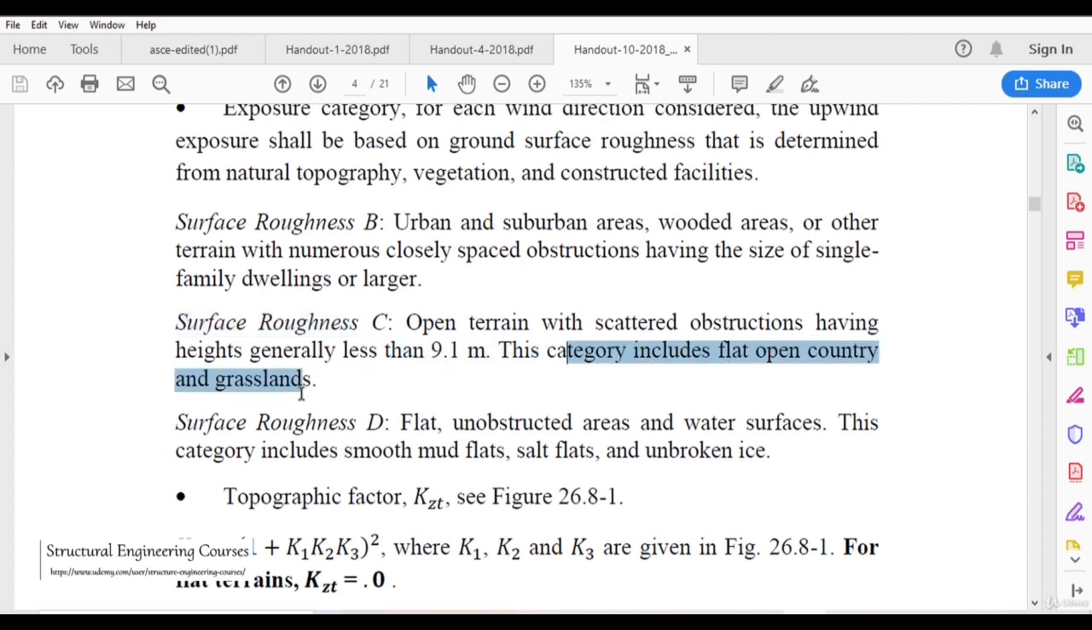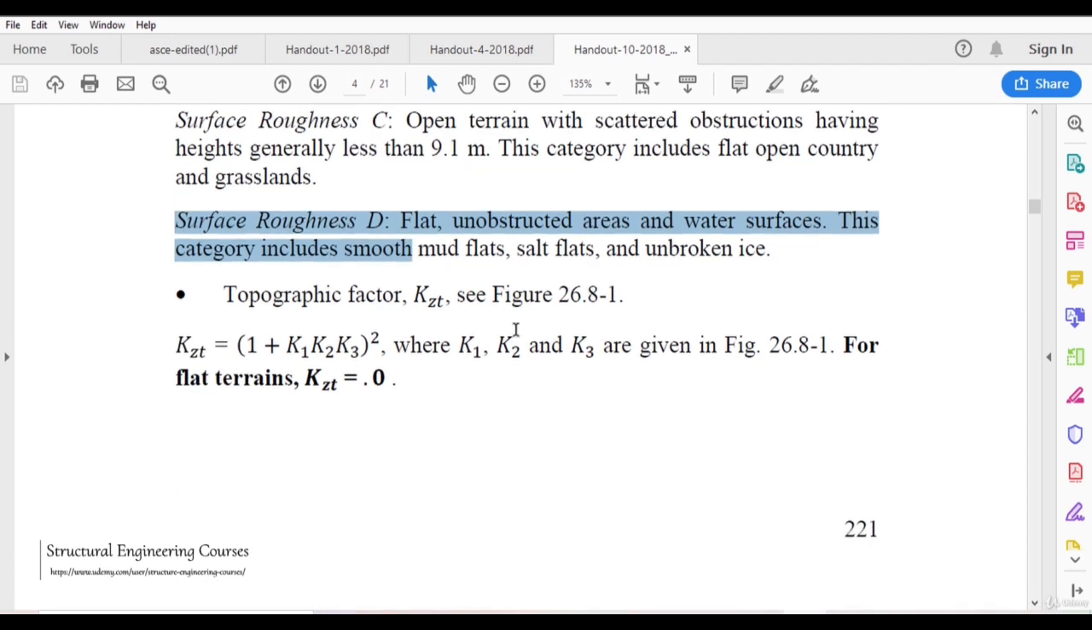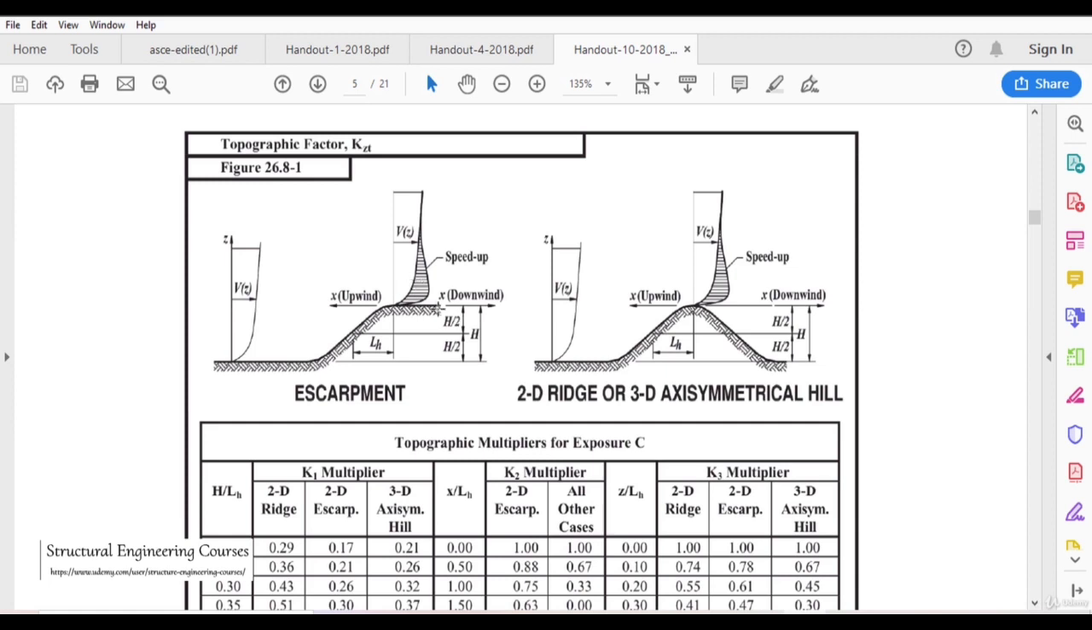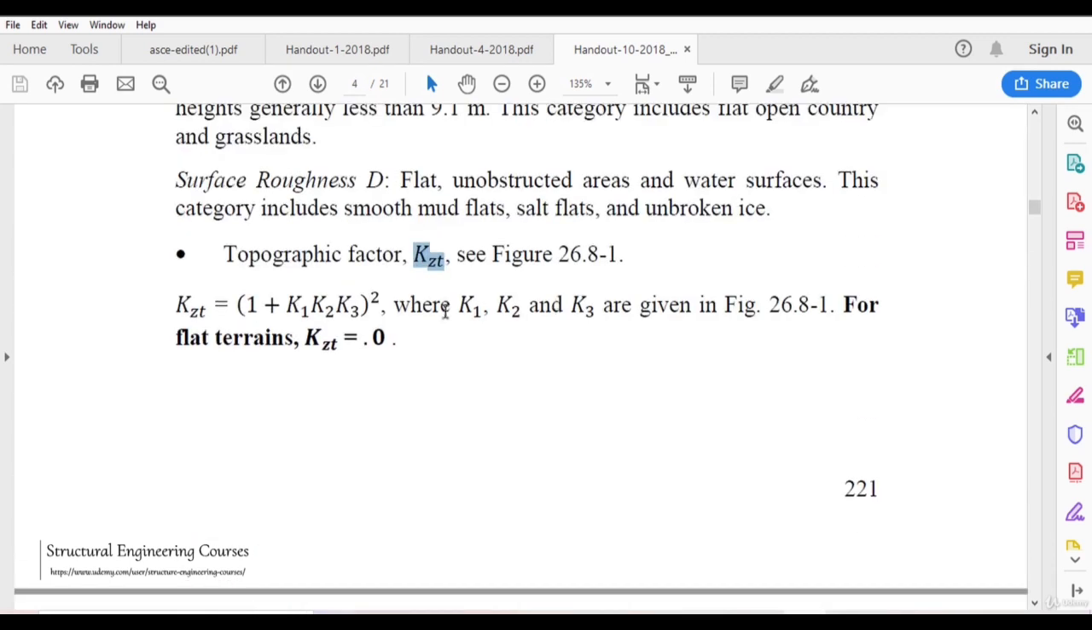When we are talking about dense urban areas, then we are talking about surface roughness B. And when we are talking about, let us say, coastal regions, we are talking about surface roughness D. That is smooth mud flats, salt flats and unbroken ice. After that, how can we determine the topographic factor KZT? As we were discussing also, if a structure is standing here, or here, the topographic factor KZT is basically the square of 1 plus K1 into K2 into K3.